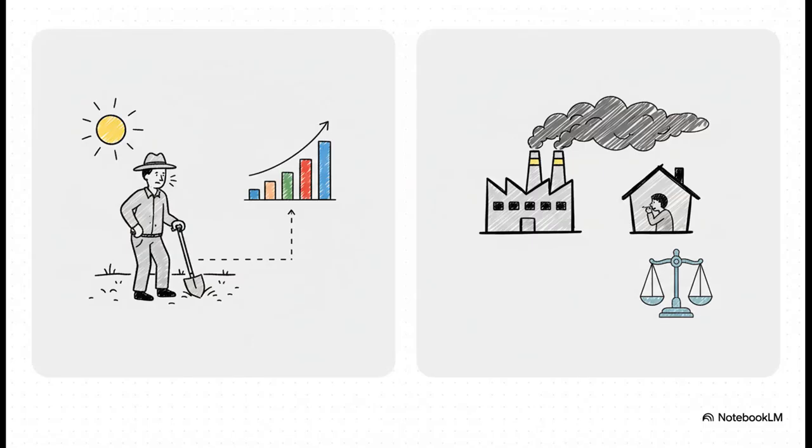And this right here, this lays it out perfectly. An inequality is just a difference. Like outdoor workers getting more sun exposure, which leads to higher rates of skin cancer. But an inequity, that's an unfair difference. Like a whole community suffering from higher asthma rates just because they happen to live next to a polluting factory. One's a statistic. The other is a genuine injustice.